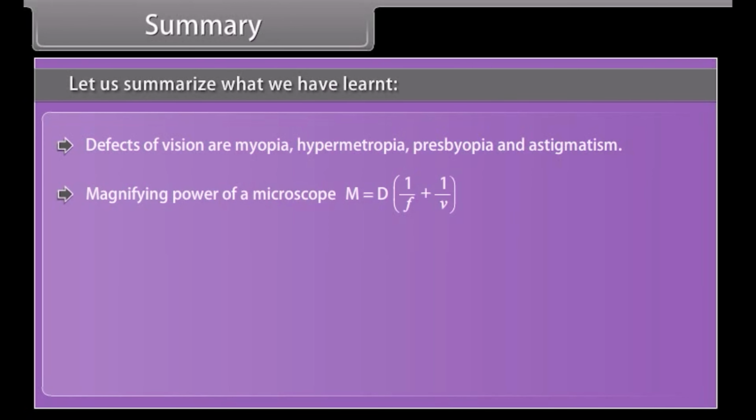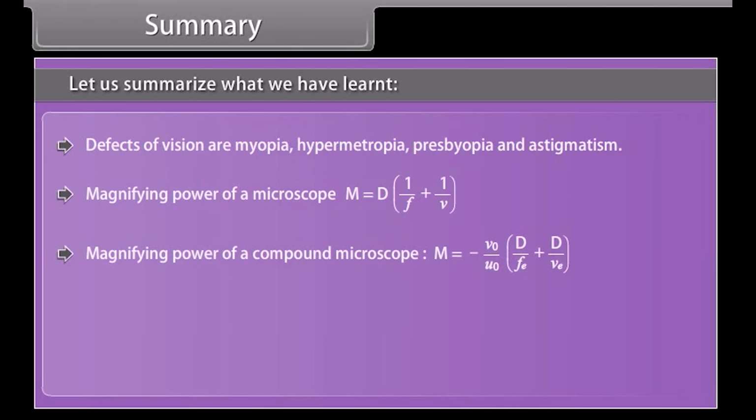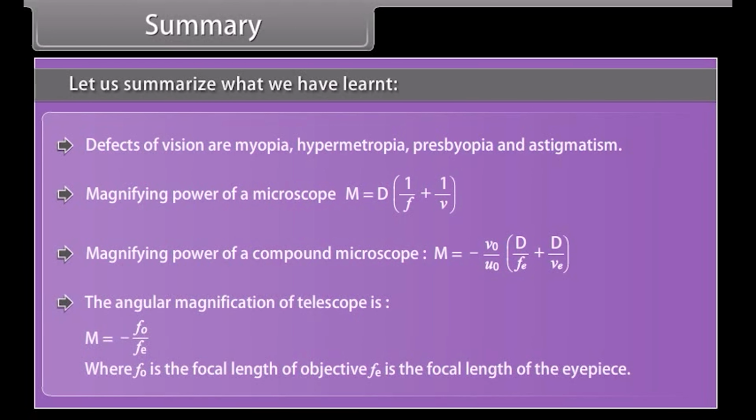Magnifying power of a microscope, m is equal to d into (1/f + 1/v). Magnifying power of a compound microscope, m is equal to minus v0/u0 into (d/fe + d/ve). The angular magnification of a telescope is m is equal to minus fo/fe, where fo is the focal length of the objective and fe is the focal length of the eyepiece.